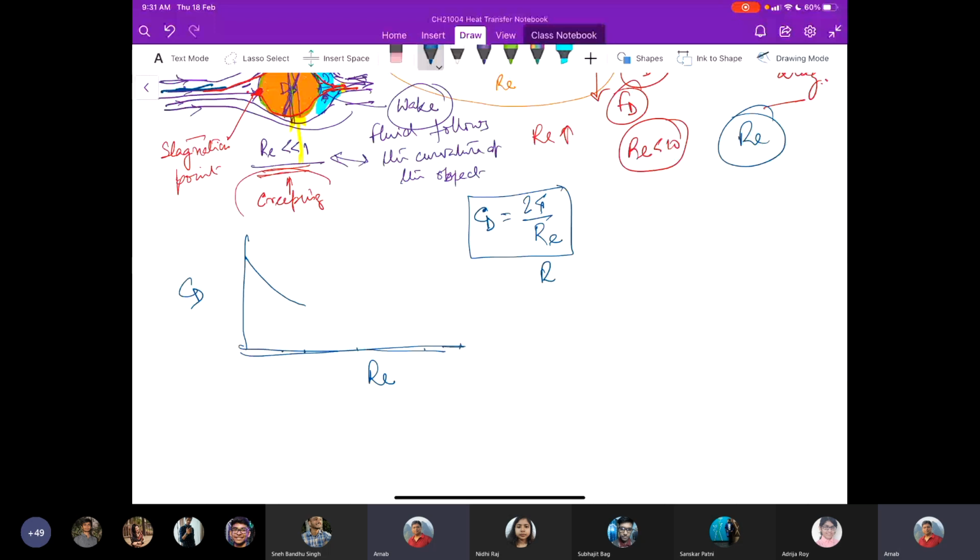For Reynolds number much less than or about 1, less than or equal to 1, we have CD equals 24 by RE. And there is no flow separation in this region. This happens for a Reynolds number value of 1 until this part. So you have a particular slope there.